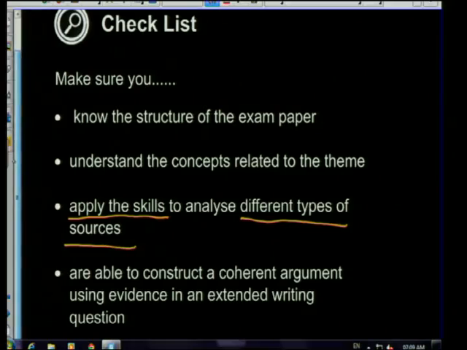And then the next thing you need to be able to do is to construct a coherent argument using evidence. That is very, very important in an extended writing question. What you will find in the exam is that you might get paragraph questions where your answers are longer than just one-word answers, or you have to write an essay. So you're not just repeating the content, but you're applying your own knowledge and constructing a coherent argument, and you use the evidence from the sources and your own knowledge as well. Those are very important skills in history.